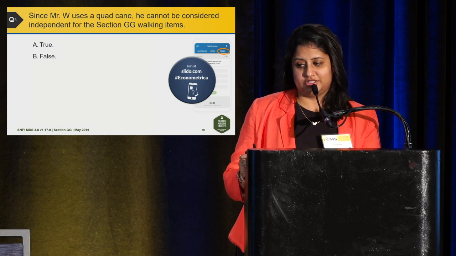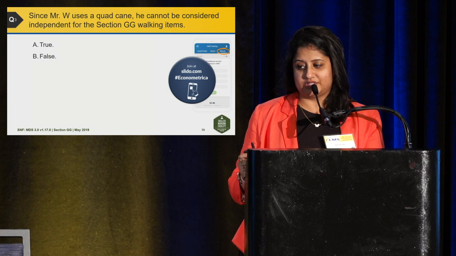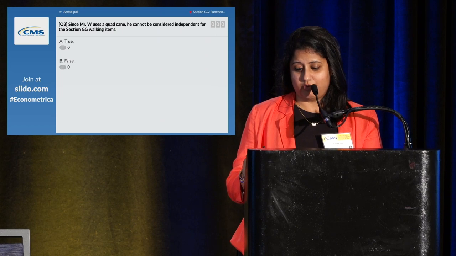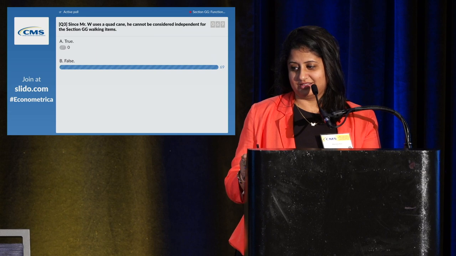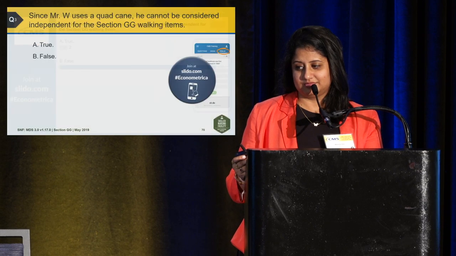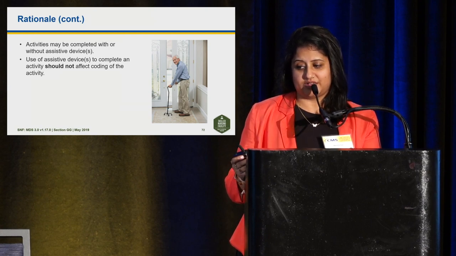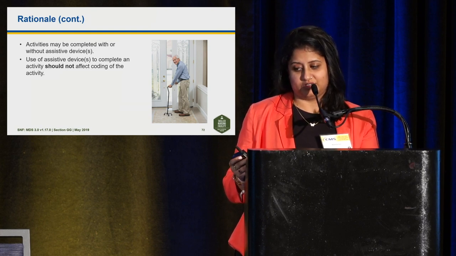So again, another opportunity for Slido. Since Mr. W uses a quad cane, he cannot be considered independent for the Section GG walking items. This is a true or false question, so I'll give you a couple minutes to answer. Predominantly false. Let's look at the correct answer now. It is false. The rationale is that activities can be completed with or without an assistive device, and using the device should not affect coding of the activity.